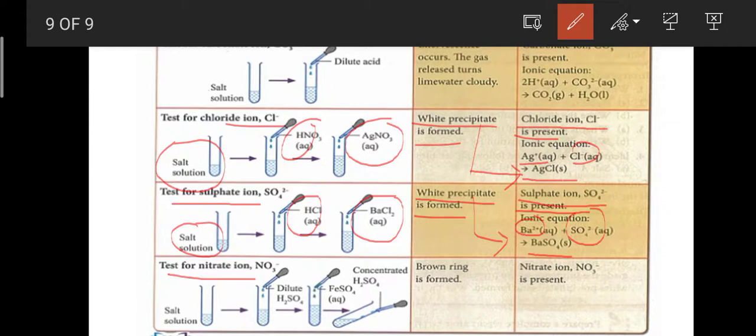Then test for nitrate ion. So this is the salt solution containing nitrate ion. You add dilute H2SO4, sulfuric acid, and then add FeSO4, iron sulfate. Okay, and then add again concentrated sulfuric acid. So what happens is a brown ring is formed. Okay, brown ring is formed. So nitrate ion is present. So when there is a brown ring, that shows nitrate ion is present.